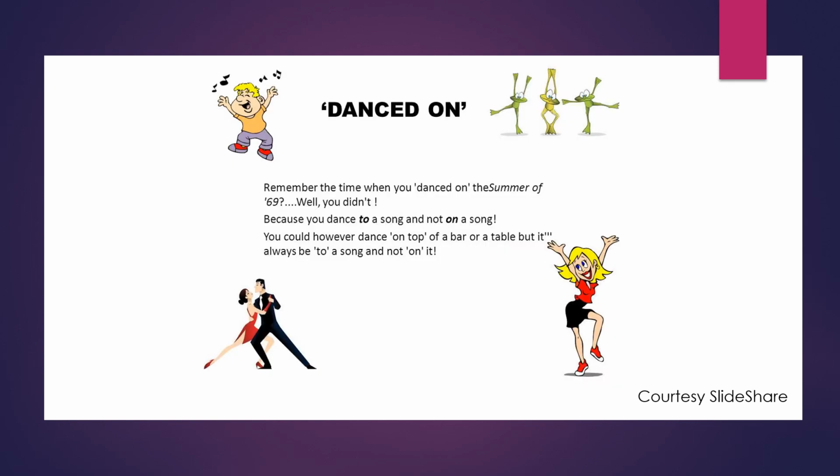Then maybe I went to a party last night and somebody asked me, oh, did you dance? I would say, yes, I danced on the tunes of this, which again is not correct. You don't dance on. On means on the surface. You don't dance on the surface of a certain song. It has to be to a song and not on the song. So I danced to the tunes of this, that, right?